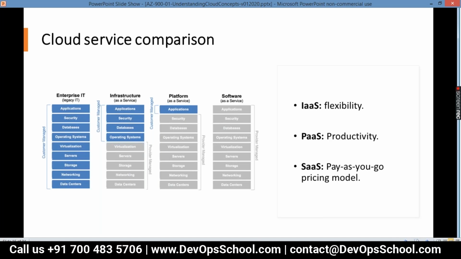Have you written down these three lines, at least what infrastructure as a service provides you? Flexibility. Noted. Good. They will ask whether infrastructure as a service provides you productivity or flexibility. Do not get confused in the exam.